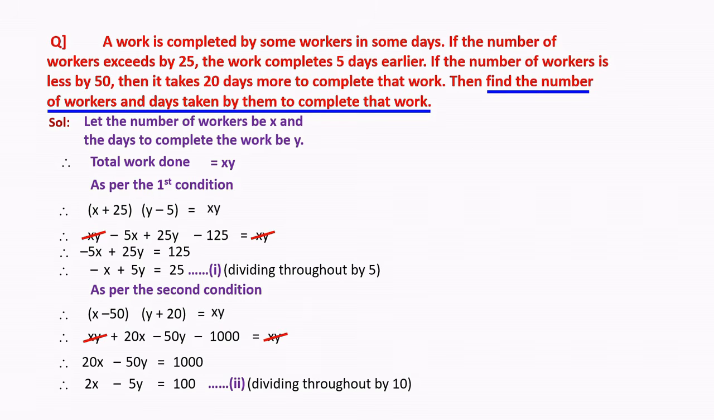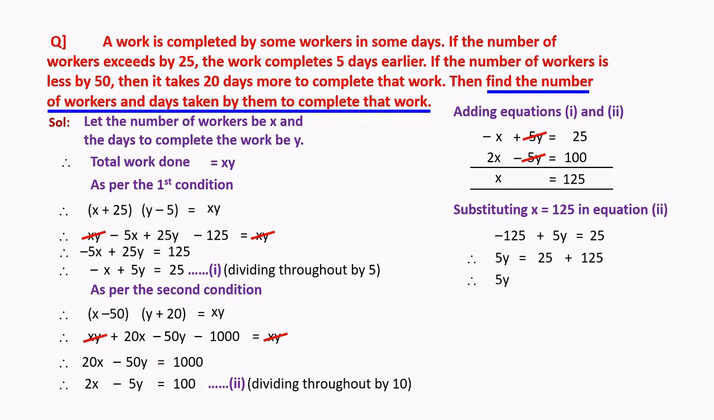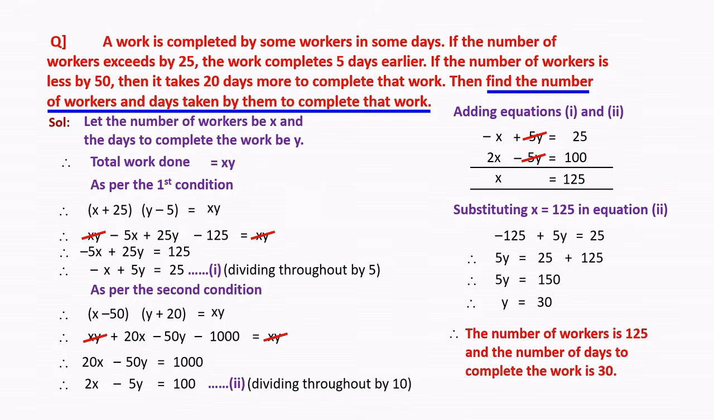So, let us add equation 1 and equation 2. On adding, we get X equals 125. Now, substituting X equals 125 in equation 1, minus 125 plus 5Y equals 25. So, 5Y equals 150 and Y equals 30. Therefore, the number of workers is 125 and the number of days required is 30.